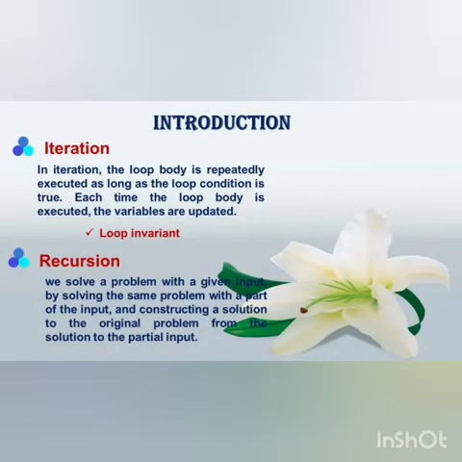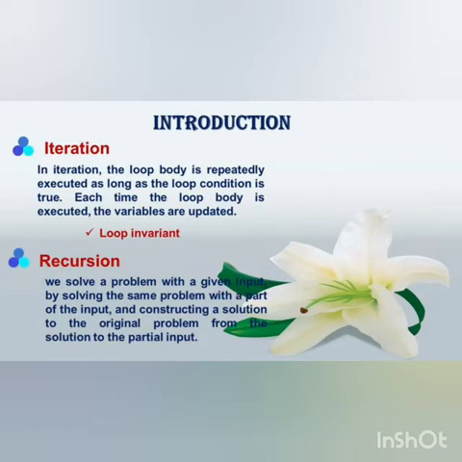Now, we are going to learn about iteration. In iteration, the loop body is repeatedly executed as long as the loop condition is true. So, in iteration, we have a condition. When the condition is true, the loop body will execute. How long will the loop body execute? Till the condition is true. Okay. So, each time the loop body is executed, the variables are updated. So, we will use some variables in the loop body. Each time we execute the same statement, automatically the value of the variable will be changed.